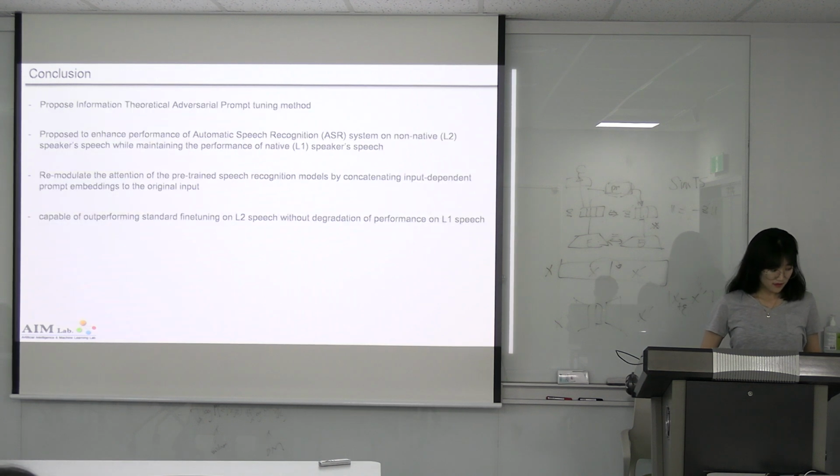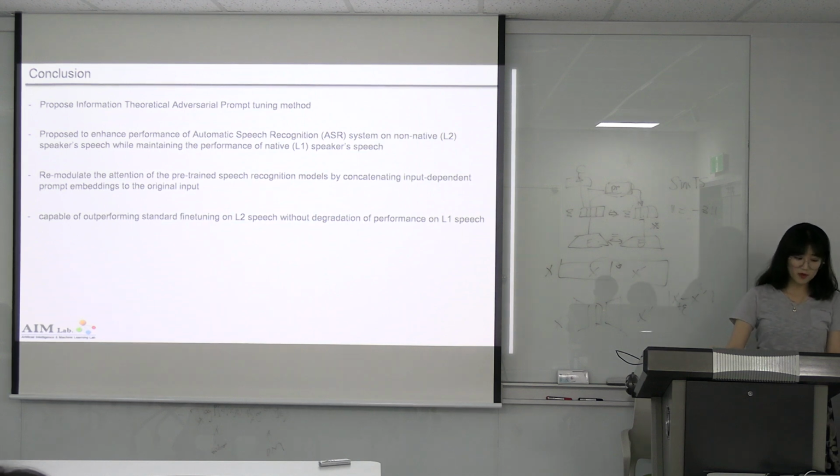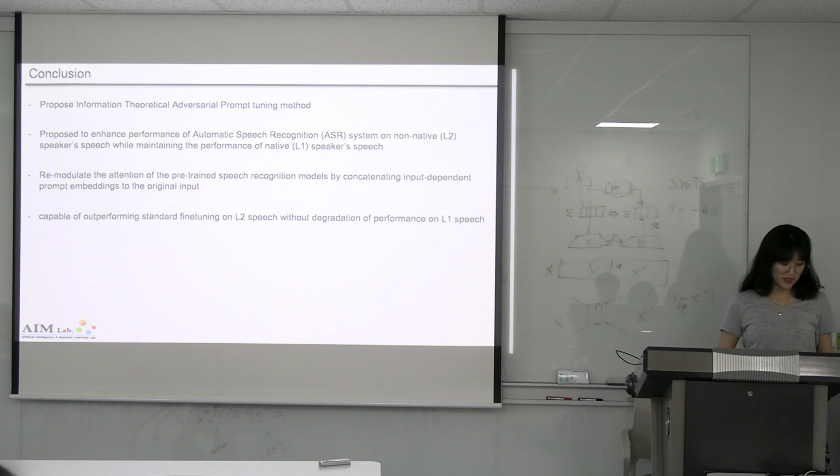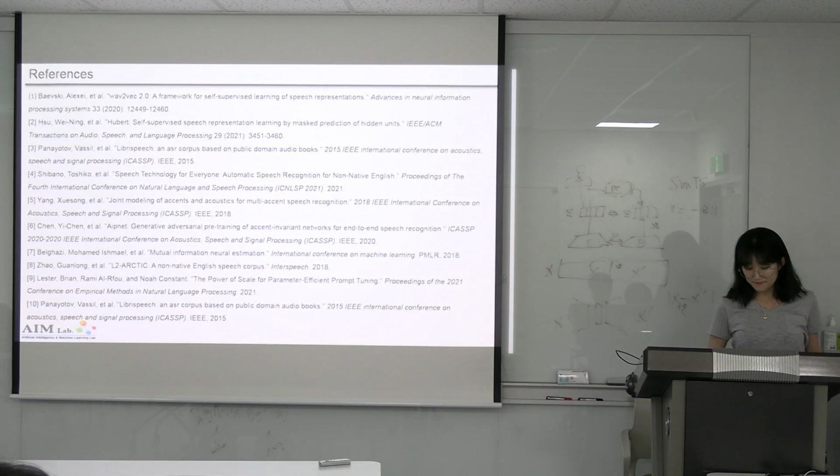Okay. So finally, to summarize, this study proposed a prompt tuning technique based on information theory to prevent performance degradation on native speaker speech while improving speech recognition performance for non-native speakers. Through the proposed method, it was shown that prompt tuning can help improve the speech recognition performance of non-native speakers and shows better performance than fine-tuning. In addition, it is also shown that by using an information theory-based objective, the model can recognize the speech of a non-native speaker as having an accent similar to that of the native speaker. Thank you for listening.